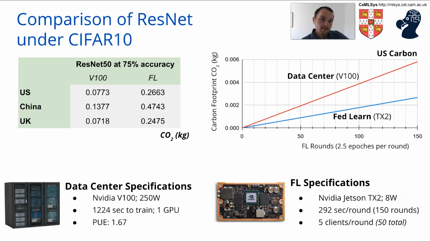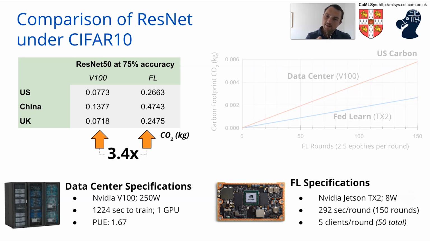So here we're training a ResNet 50, again on CIFAR 10. I want to focus on the table on the left here. This table is comparing data center versus federated learning carbon footprint when you're training the ResNet 50 up to 75% accuracy at different locations. The overall takeaway here is that federated learning has a larger carbon footprint, by 3.4 times. Now again, this is tied a lot to our assumptions of the data center setup, the federated learning setup, and the carbon equations that we happen to be using. But again, it's a big jump, right? Federated learning is using a lot more.